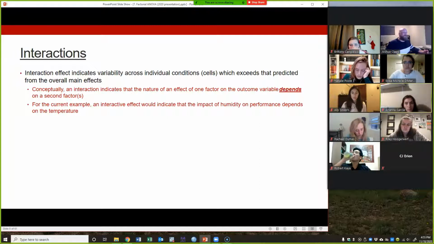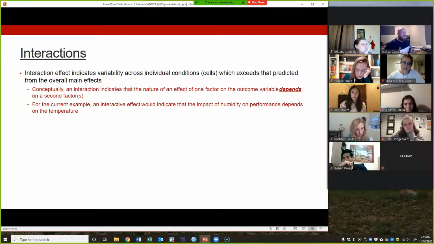So, Allie, if you say, "Hey, Josh, what's the impact of temperature on performance?" I would say, I don't know. Are we talking about high humidity or low humidity? Because I can't tell you what the impact of temperature on performance is unless I know the humidity level, because the impact of temperature is dependent on this other factor, okay?